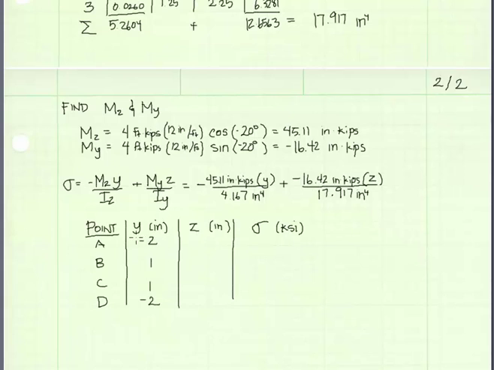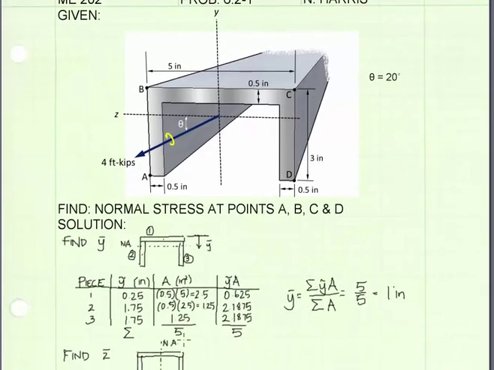Okay, let's first look at the y values for points A, B, C, and D. For A and D, they're negative 2. For B and C, they're positive 1. If we look at the cross-section, we see A and D are 2 inches down from the z-axis in the negative y direction, so they'll have values of negative 2 for y, and B and C are above the neutral axis, the z-axis, so they will have values of positive 1 for y.